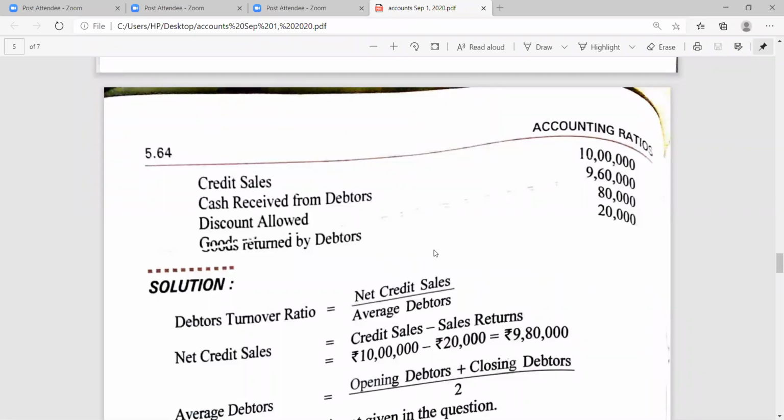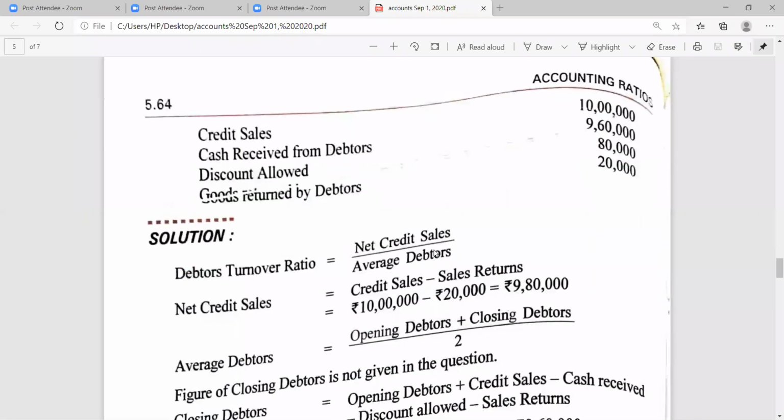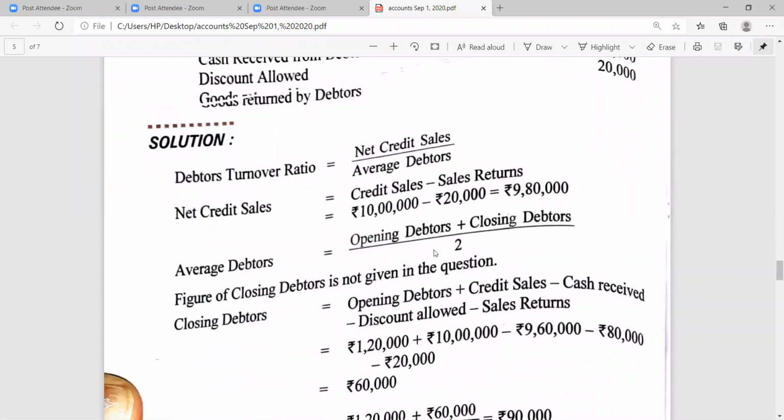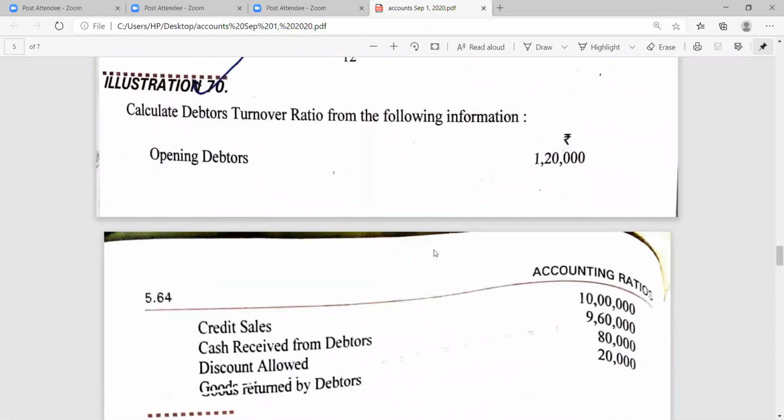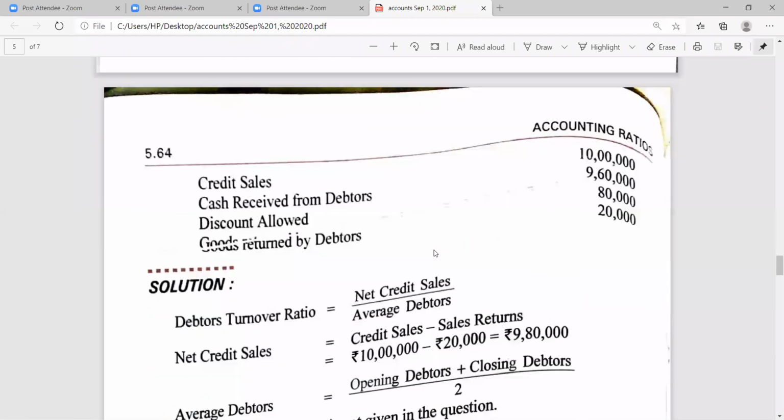Very good. Now average debtors. How is it to be calculated? In this question, what is given over here? Opening debtors are given to us, that is 1,20,000. First point. Now we need the closing debtors as well. How is it to be calculated?